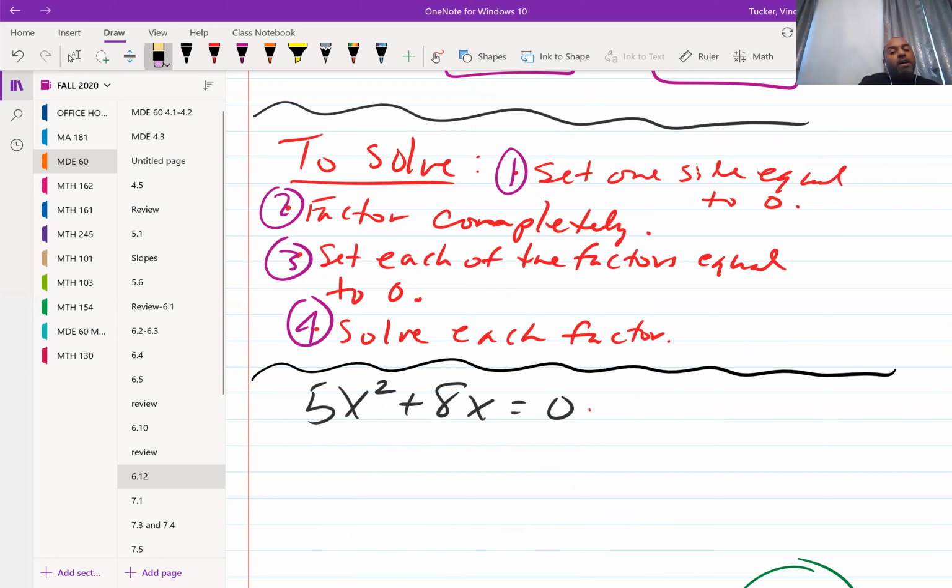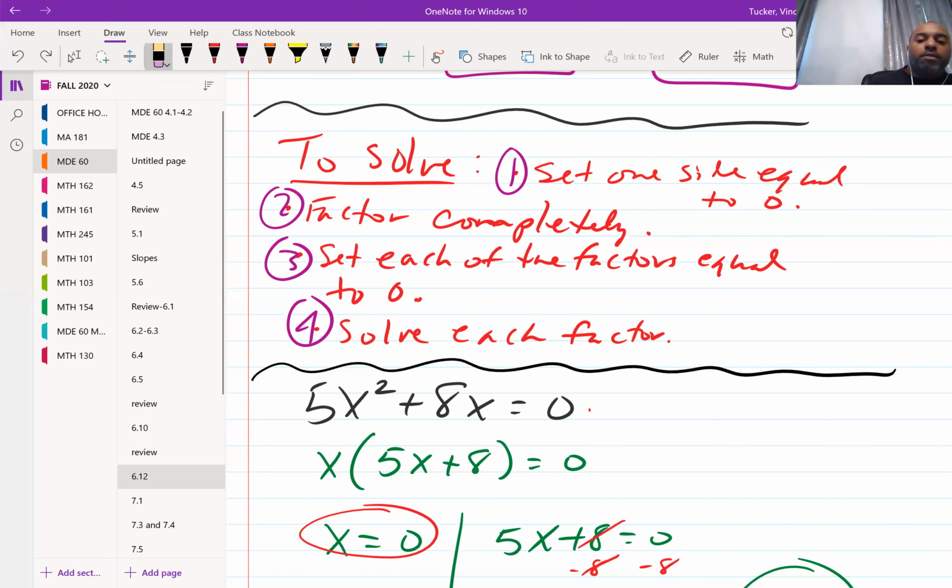So we have 5x squared plus 8x equal to zero. So remember, you're always supposed to factor out your GCF first. And that's what I did right here. I factored out x.